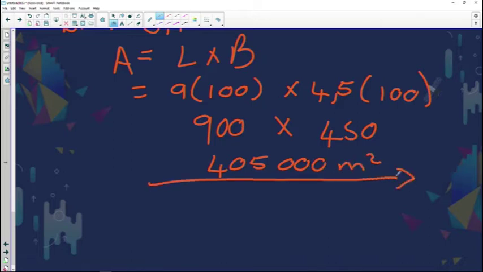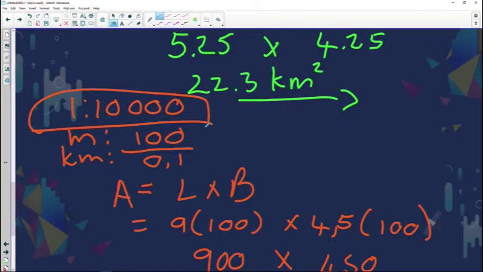Hopefully that will cover area and how to calculate area on an autophoto map and a topographical map. Remember that because of the different scale, we use different units to calculate the length and how wide the object or field is.